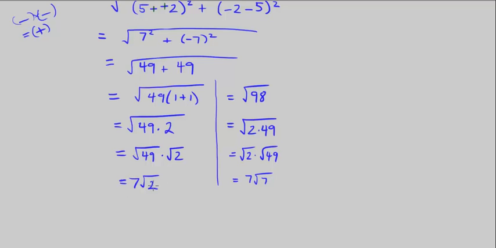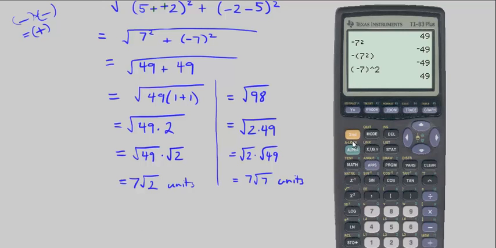So this is part A. This is the distance in units between points A and B. And I could put it in my calculator even and get 7. Oh, I did this totally wrong. This is 7 times the square root of 2, because the square root of 49 is there and the square root of 2 is there. So the distance is 7 times the square root of 2.